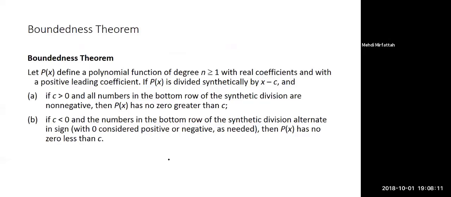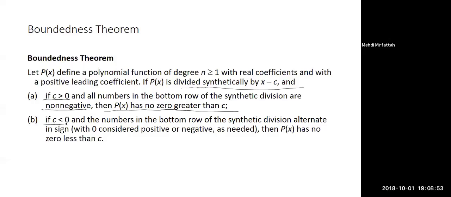All right, the next thing is the bounds theorem. Let p of x define a polynomial function of degree n greater than or equal to 1, with real coefficients and with a positive leading coefficient. If p of x is divided synthetically by x minus c, now this is another thing that you want to write in your summaries, you guys: if c is greater than 0, and all numbers in the bottom row of the synthetic division are non-negative, then p of x has no zero greater than c.